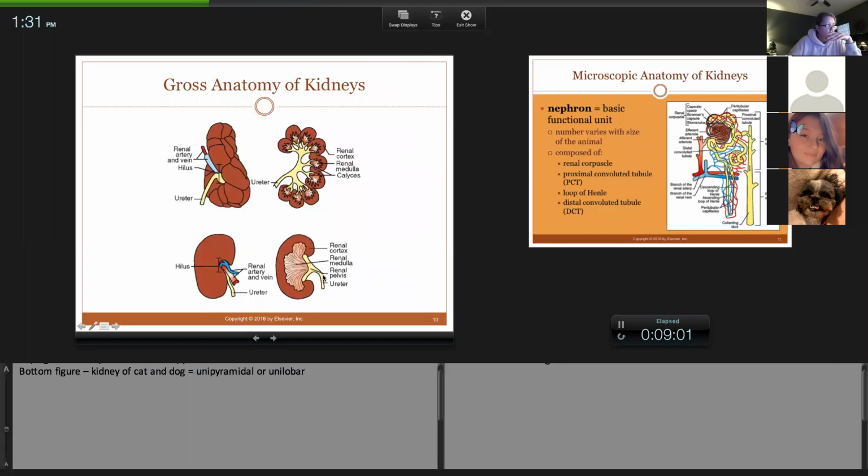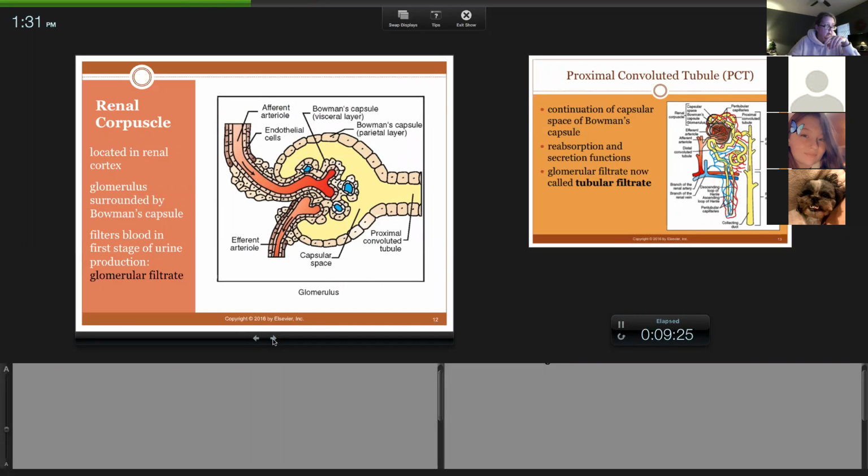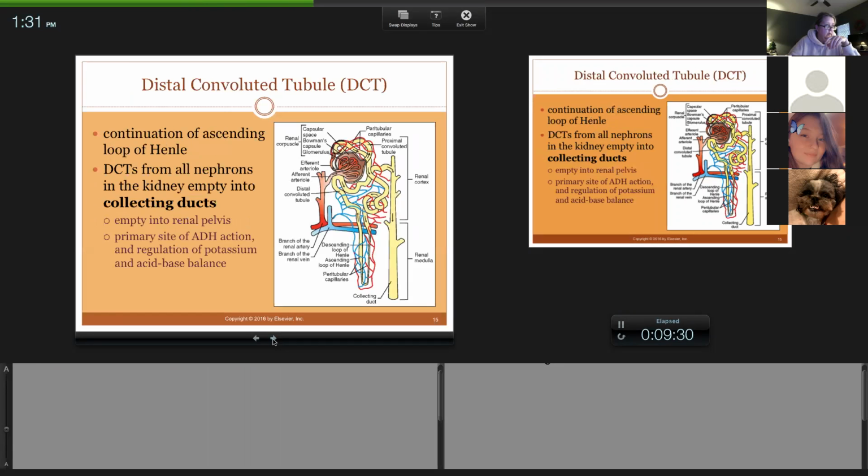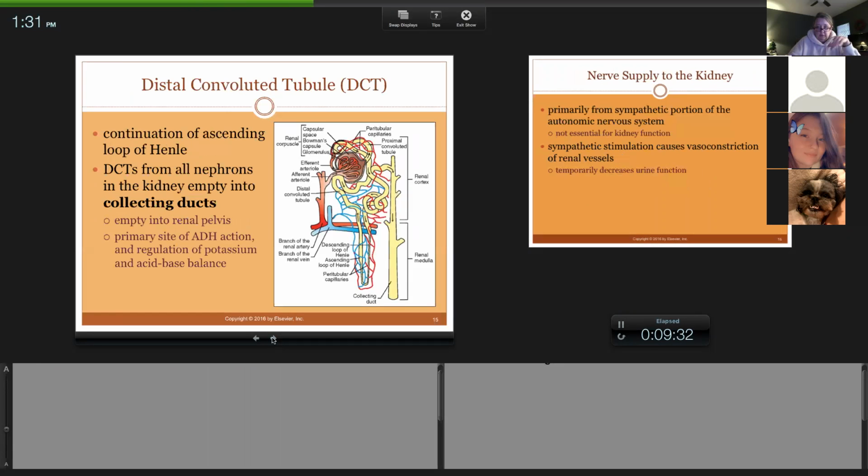All of those collecting ducts are going to dump into this renal pelvis. So in this cortex and medulla are all these hundreds of thousands of nephrons. So all of those collecting ducts are dumping into the medulla, which connects to the renal pelvis, and then eventually leaves. Here we go. Which eventually leads into the ureter.